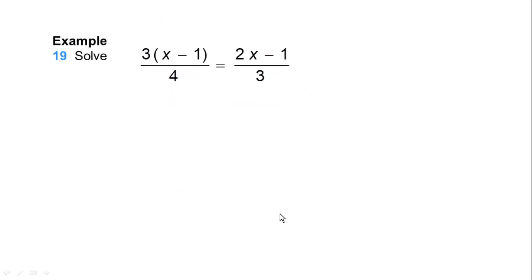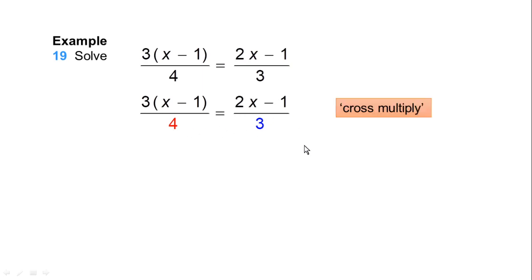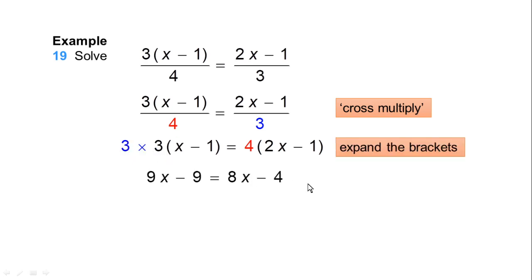Example number 19. The same thing. If I cross multiply 3 times 3. What is 3 times 3? 9. 4 times the quantity of 2x minus 1. It will be this. 3 times 3 is 9 times x is 9x. 9 times negative 1 is negative 9. 4 times 2x is 8x. 4 times negative 1 is negative 4.